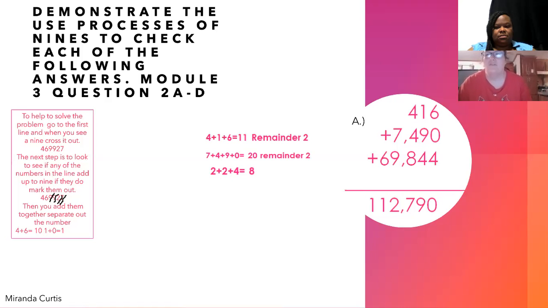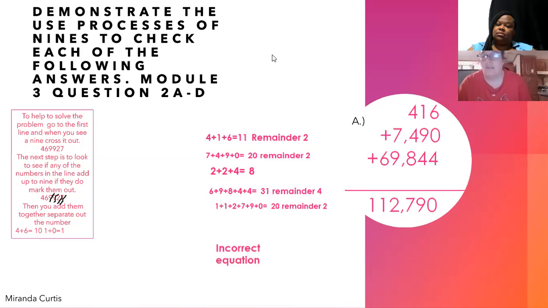Now we're going to go to the next line. 6, 9, 8, 4, 4. There's the 9. We've got to cross it out. None of the other ones equal 9. So 6 plus 8 plus 4 plus 4 equals 22. We're going to do 2 plus 2, and it gives a remainder of 4. Now we're going to go to the bottom. Now we have 1, 1, 2, 7, 9, 0. We have a 9. We're going to cross that out. And 7 plus 2 equals 9. We're going to cross that out. So we have a 1 and a 1, and we're going to add them together. It's going to give us 2.